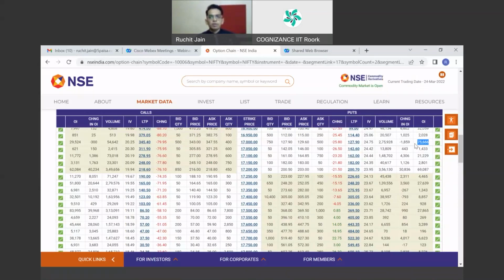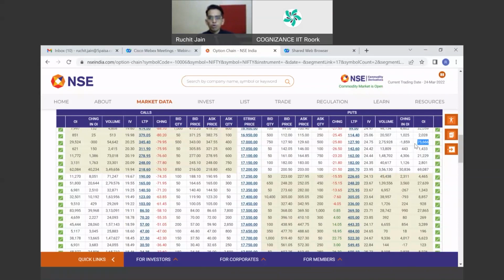Okay, but if this open interest starts reducing, from 75,000 it goes to 72,000, 70,000, 69,000, 65,000, 60,000, then what does that mean? That will mean that this support which is there is becoming weak. OI reducing means support is becoming weak, and if support becomes weak, then the market will break that level very easily.